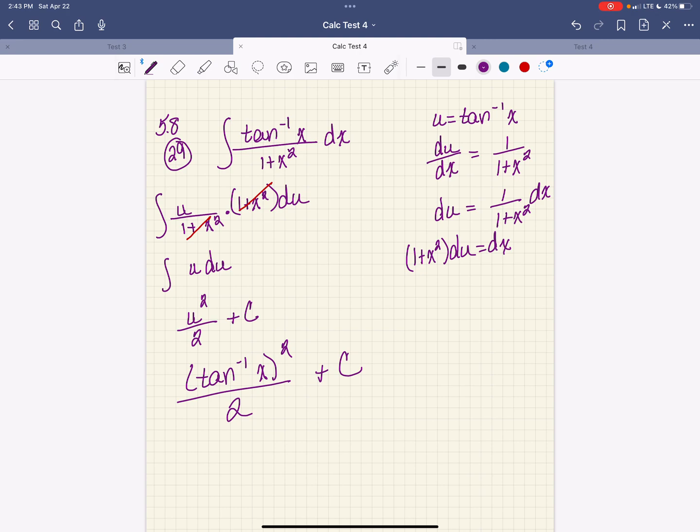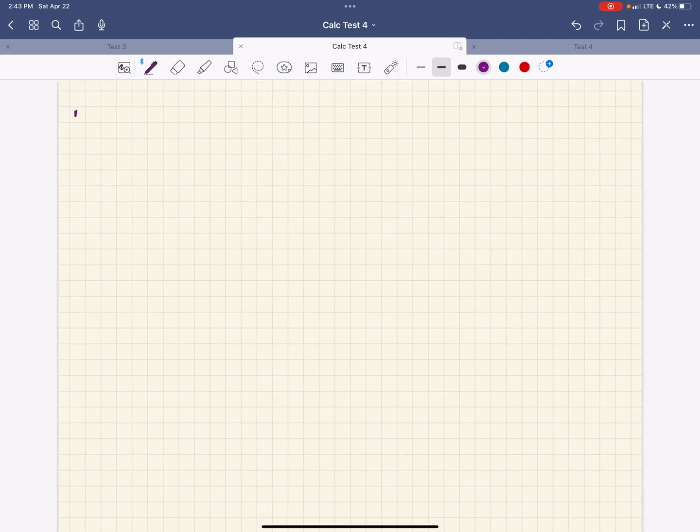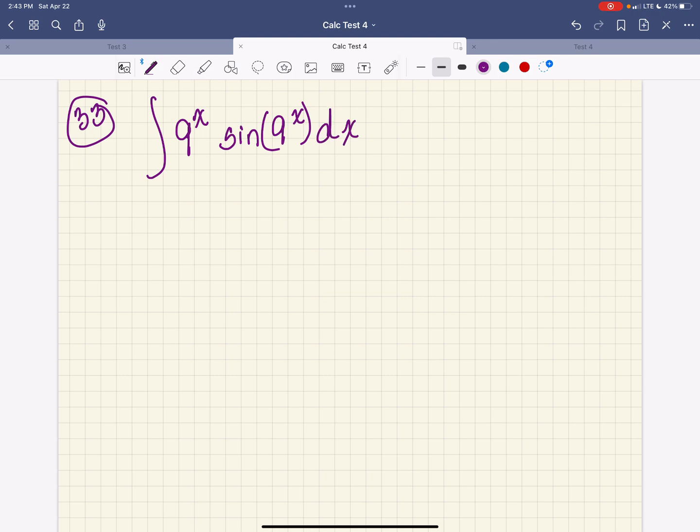Okay, let's see. Then we've got number 33. We're still on 5.8. So number 33. We have the integral of 9 to the x times sine of 9 to the x dx. Okay, so our u substitution is going to be this right here. That's what we're going to plug in. So our u value is going to be 9 to the x power.